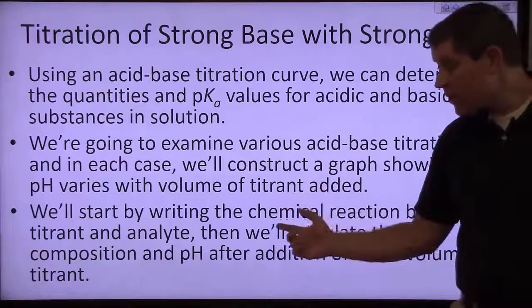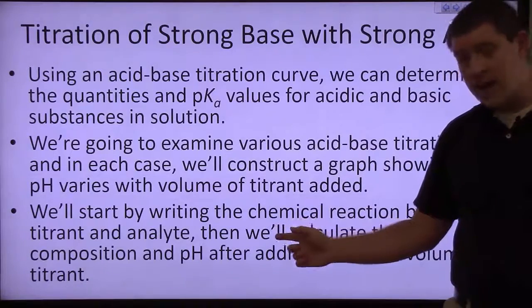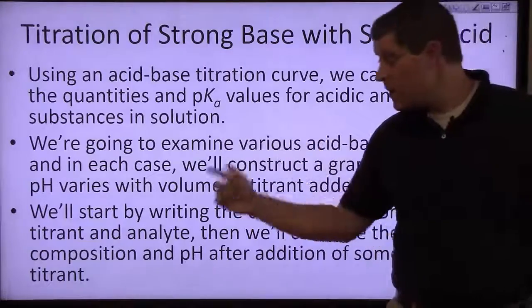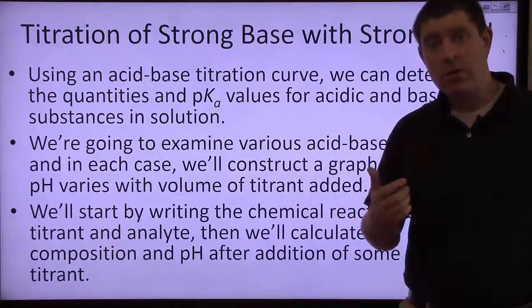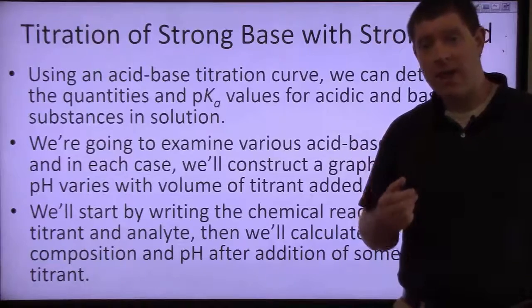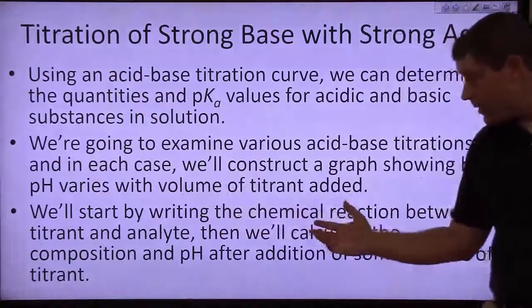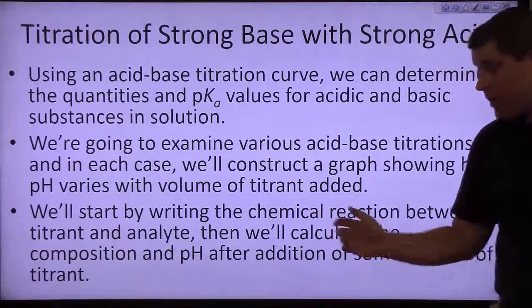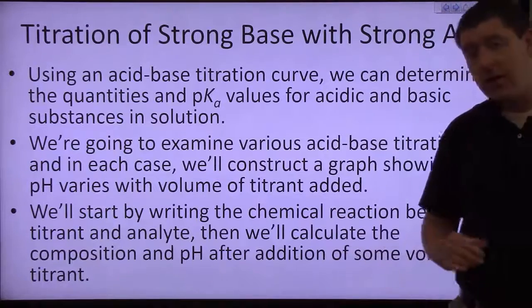Now, we will start by writing the chemical reaction between the titrant and the analyte. Now, remember, the analyte is what we have in the flask, and the titrant is what we have in our burette. So that's what we're adding. So we're measuring the volume of titrant that we have to add in order to react with our analyte. So again, we're going to start by writing the chemical reaction between our titrant and analyte, and then we will calculate the composition and pH after the addition of some volume of our titrant.